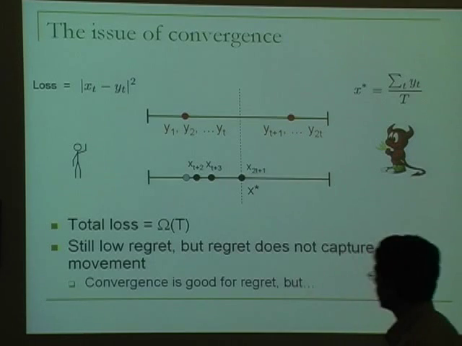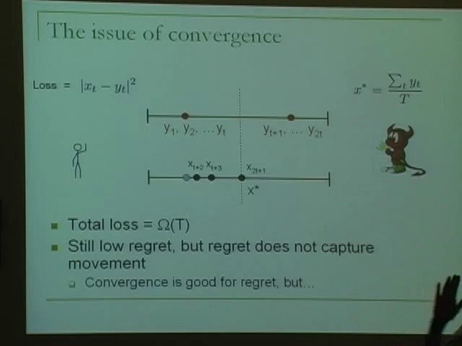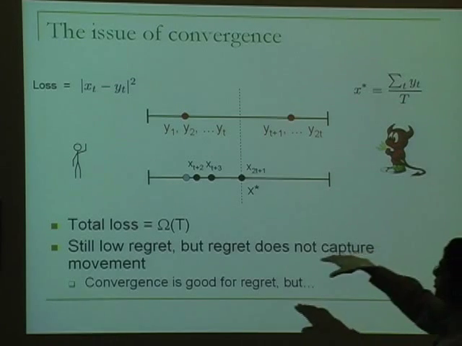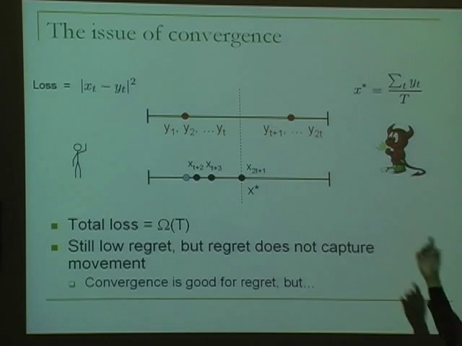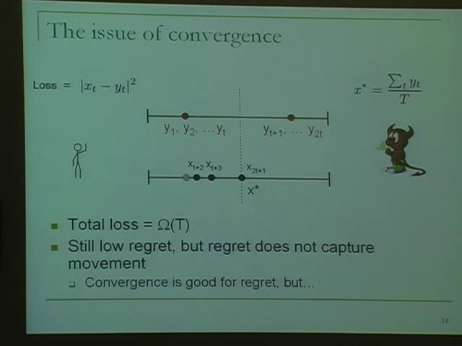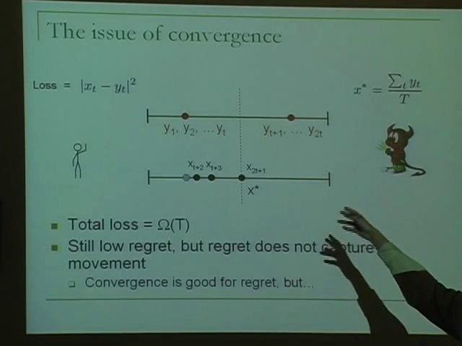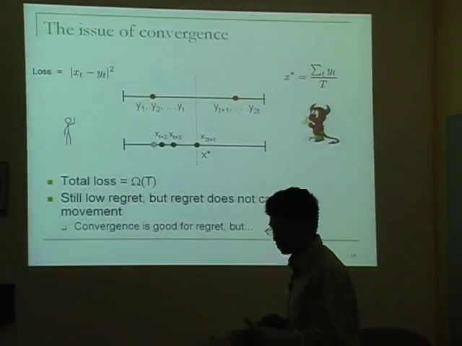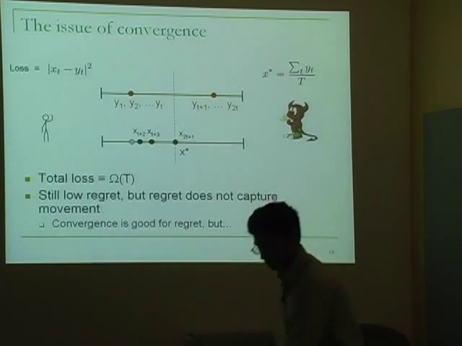Note that our total loss is actually Omega(t), because for these t rounds, we're paying a constant loss in every round. The regret is still small if you work out the math, but it doesn't capture the fact that we should actually play this and then after a while jump over there. It seems that the right thing for a quote-unquote learning algorithm would be to play that point, realize that something is going on over there, and then jump. And as far as we know, there is no known learning algorithm that could do this until this work.